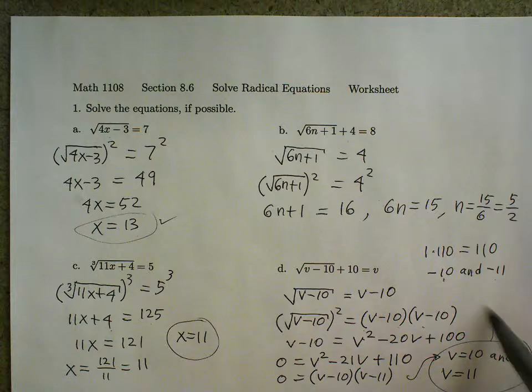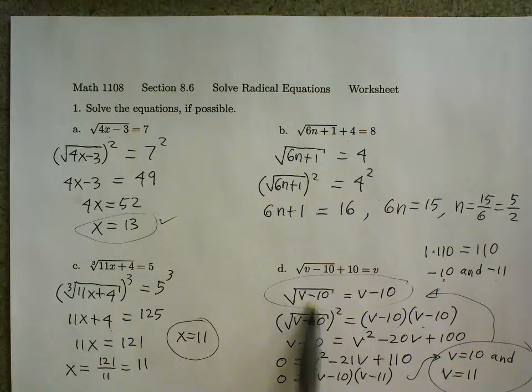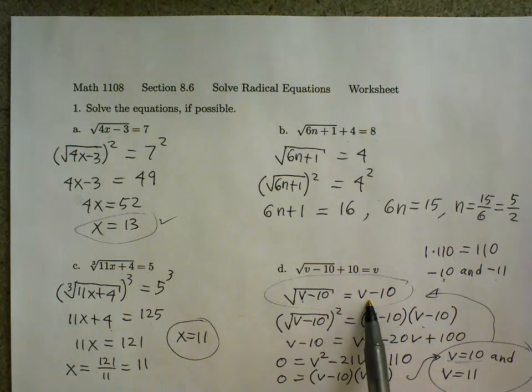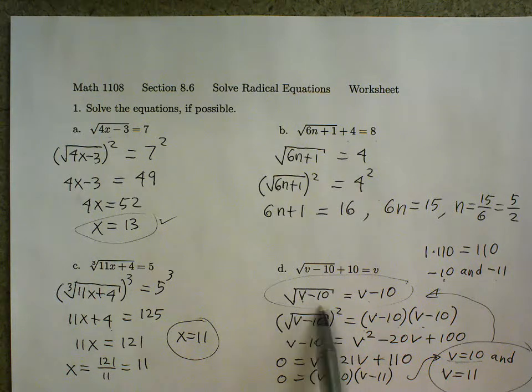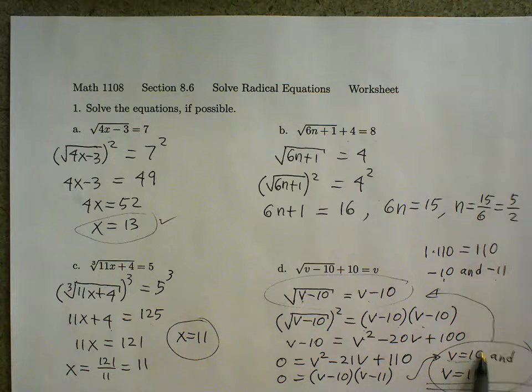Okay, so it is true that the square root of 0 equals 0 and the square root of 1 equals 1. When v is 10, 10 minus 10 is 0. So when v is 10, we get the square root of 0 equals 0. And when v is 11, 11 minus 10 is 1. So the square root of 1 is equal to 1. It's just that v itself is either 10 or 11.